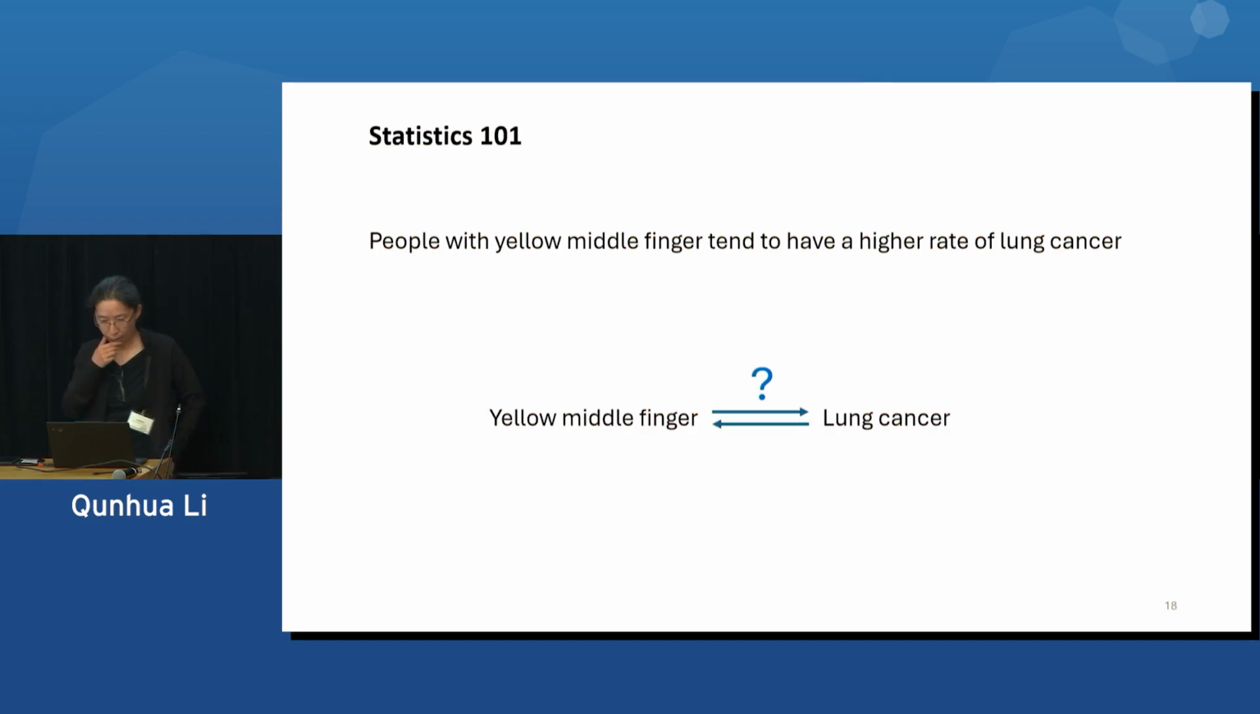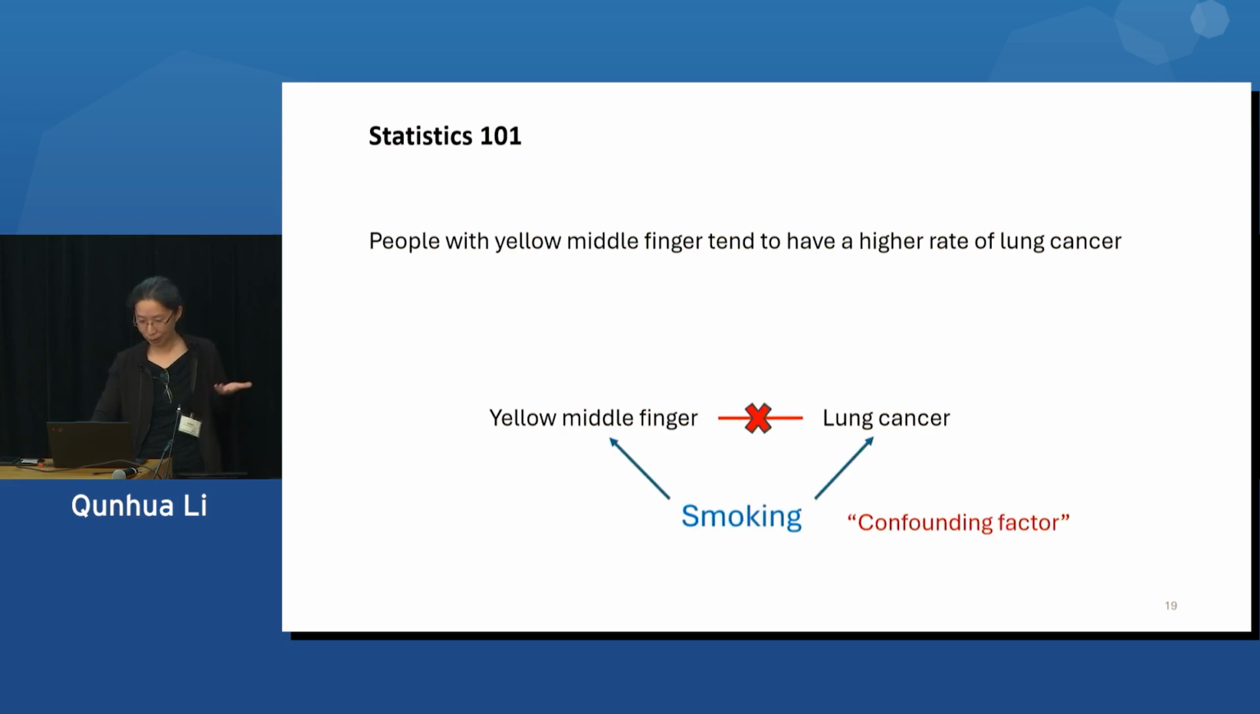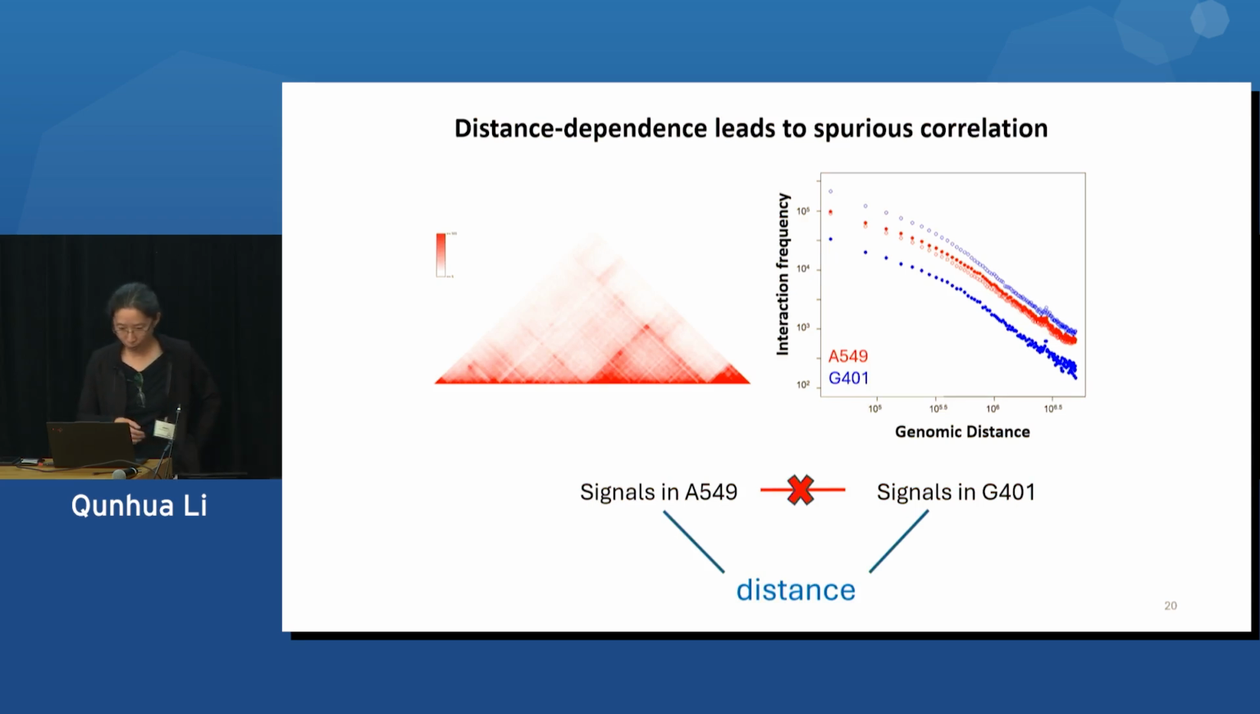So why is that? If we go back to statistics 101, this is a very simple question. You may see that people with, well, in the old days, yellow middle finger may have a higher chance of having lung cancer. So why is that? Is it a causal effect? Apparently not. In this case, you can immediately identify that smoking is the confounding factor that is associated with both. The situation is the same here, it's just more subtle.